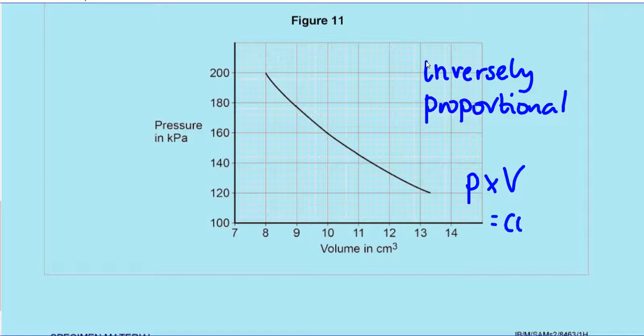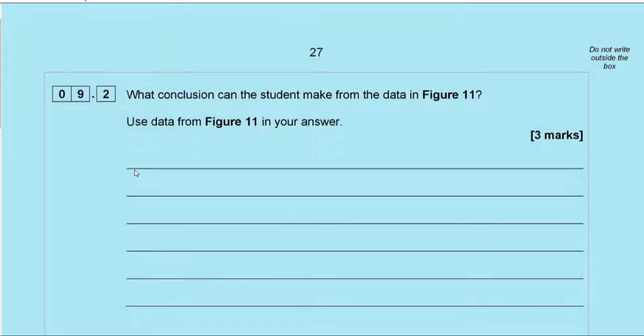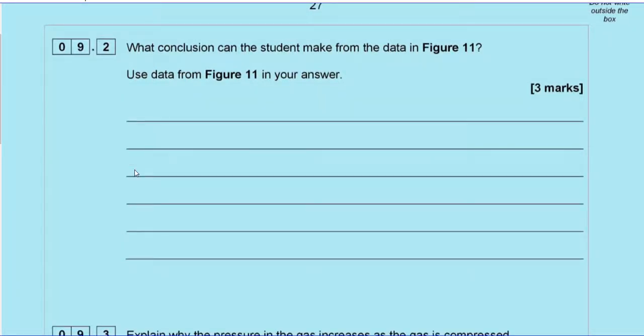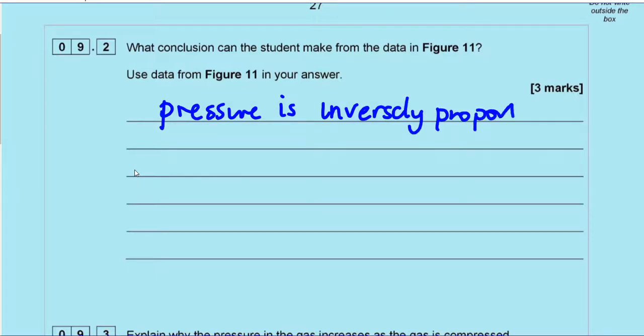on is that those two things multiplied together are a constant. So the pressure multiplied by the volume is constant. So if one of those things gets bigger by a certain amount, the other must get smaller by the same amount, so they still multiply together to give the same thing. Okay, so what we need to write here is that the pressure is inversely proportional to the volume.